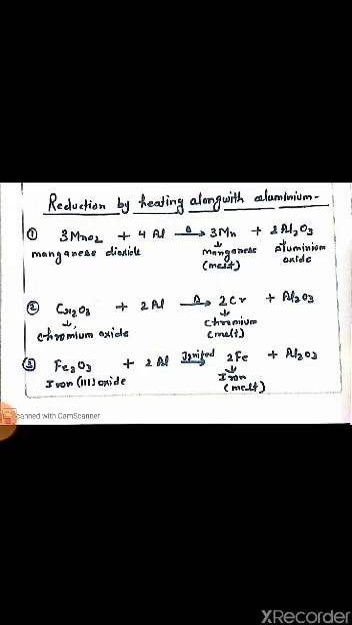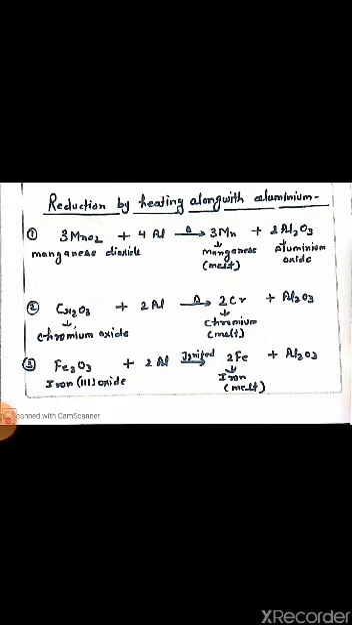In a similar way, when ferric oxide is heated with aluminium powder, the heat produced is so high that the iron so obtained melts. Fe2O3 plus 2Al, ignited, gives 2Fe plus Al2O3. This reaction is thus used for welding the broken parts of iron machinery, railway tracks, girders, etc. The reaction is called the thermite reaction.